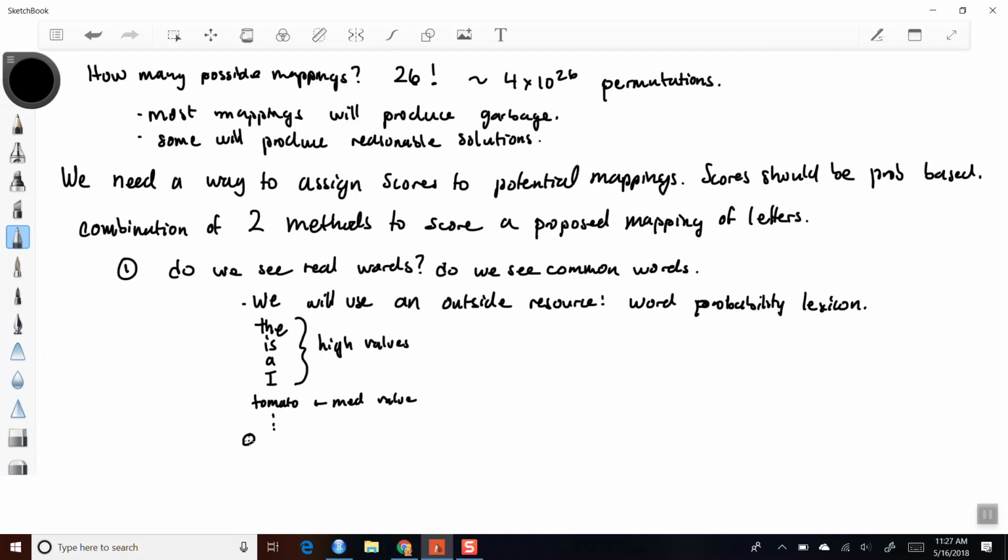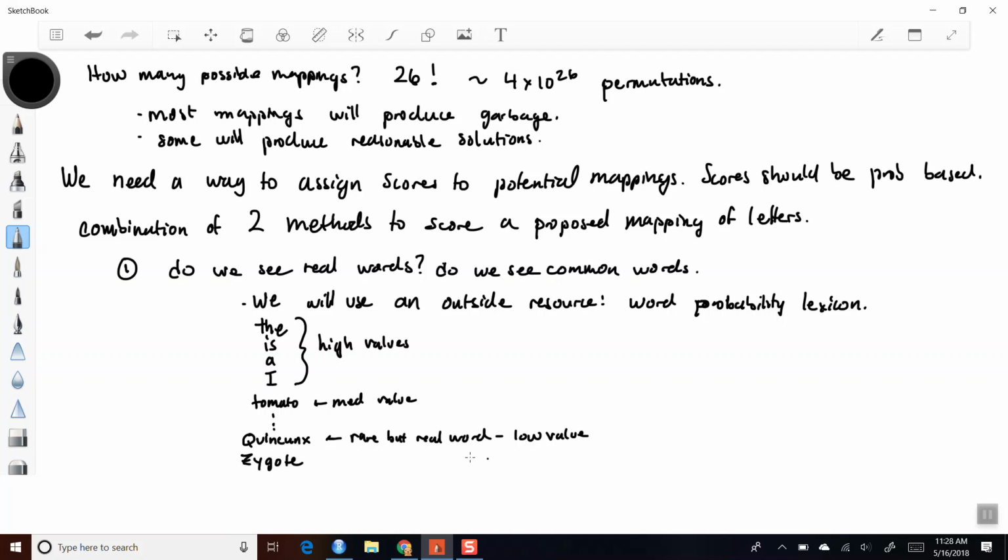There's quincunx. I don't know if you've heard of this. This is a real word. It's the Plinko machine, where you drop the beads and they bounce around and form the normal distribution at the bottom. It's called a quincunx. So that's a rare but real word, so this gets a low value. Other rare words, like zygote or something. That's a real word, but it's not going to be used in daily conversation unless you're a reproductive person or something.